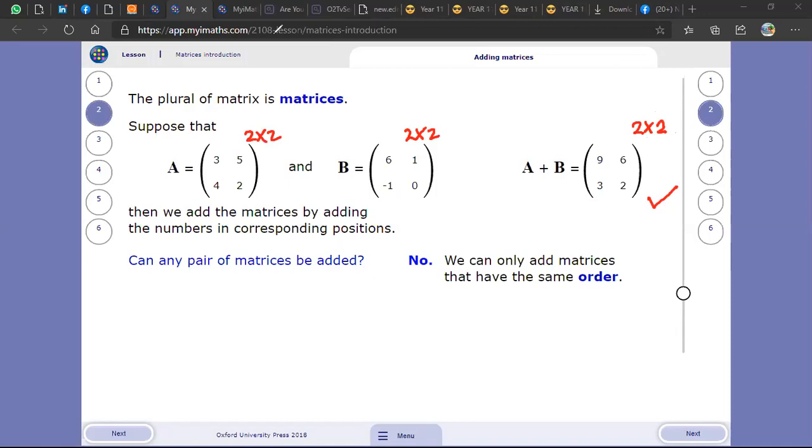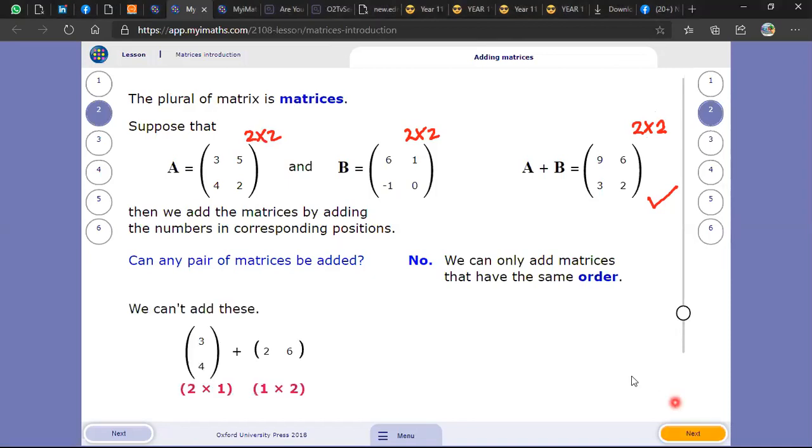So based on that, that will help us to push further in this topic, trying to make more reference to what we're talking about, that you can't add all types of matrices together. It's only those that have the same order that you can add or subtract.